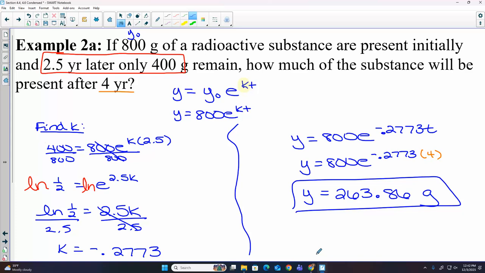So for our formula to work, we had to know our y sub 0, our beginning amount, and our constant. So we use the set or the point given to find the constant, and then use that to find the amount after 4 years. Questions there? Let's try another one.